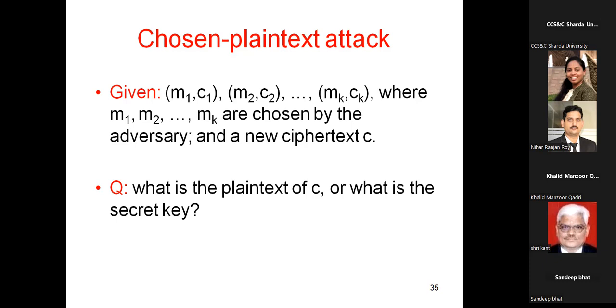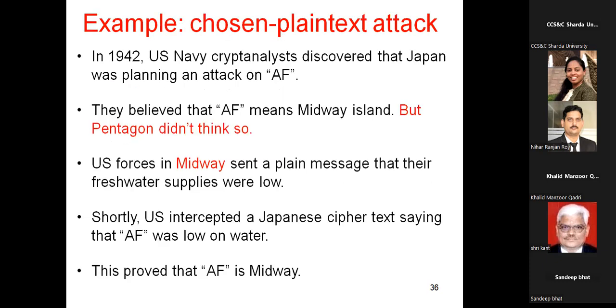System can be broken. And then finally, I'm just giving one example of this chosen plain text attack. It was in 1942. The US cryptanalysts found that Japan was planning to attack AF. And AF is nothing but a code form of Midway Island.